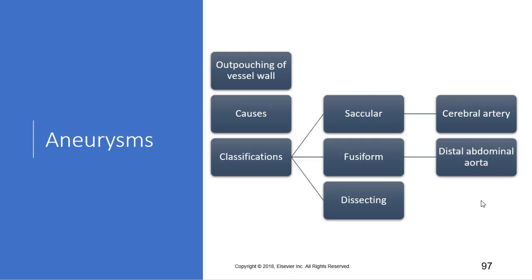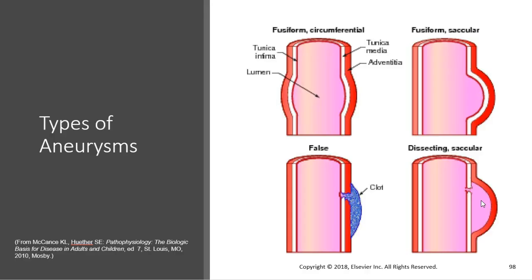So aneurysm is an outpouching of the vessel wall. There's a lot of reasons that we get them. Calcifications. There's different types. There's saccular, fusiform, and dissecting. So the saccular is usually cerebral artery, and the fusiform is distal abdominal aorta, typically. So you can see the different types here. So fusiform, and we have dissecting, which is a weakening in the wall with the lumen with a tear, and this is just ballooning. And then a false is where it's bled out and clotted. So we have a complete tear through all the lumen, and it's leaking out and has caught and clotted.